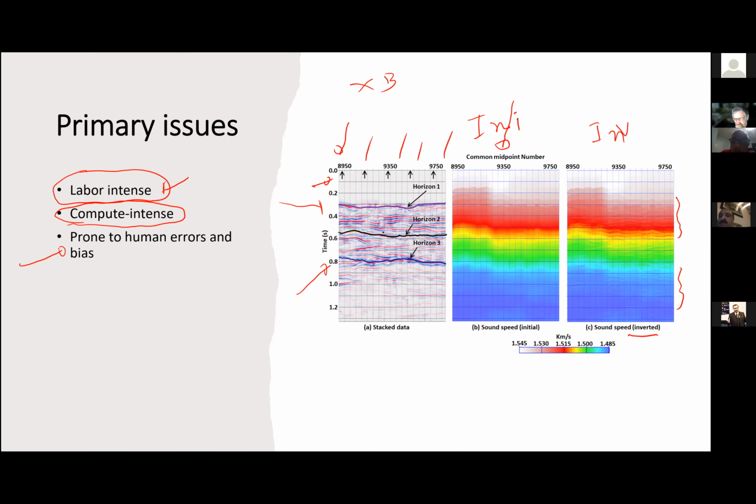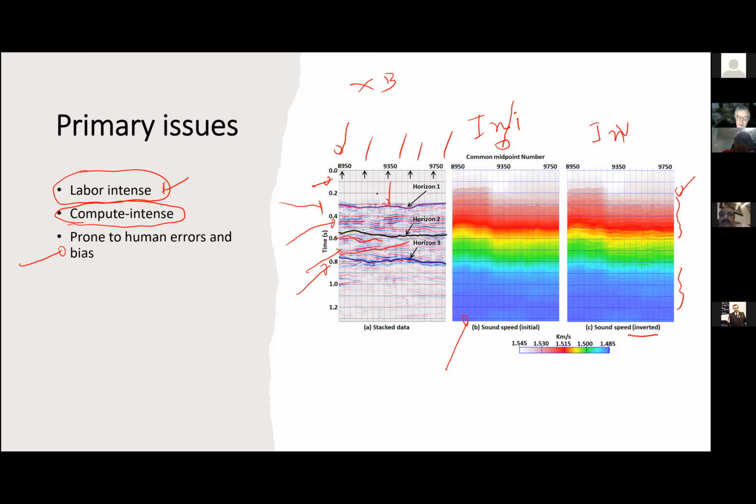But if you look at the stack data, there are a lot of fine scale features, like this one going like this, one going like that. Those are not apparent in the inverted model. Of course, we do not expect them in the initial model, but we do expect them in the inverted model, and those features are real.